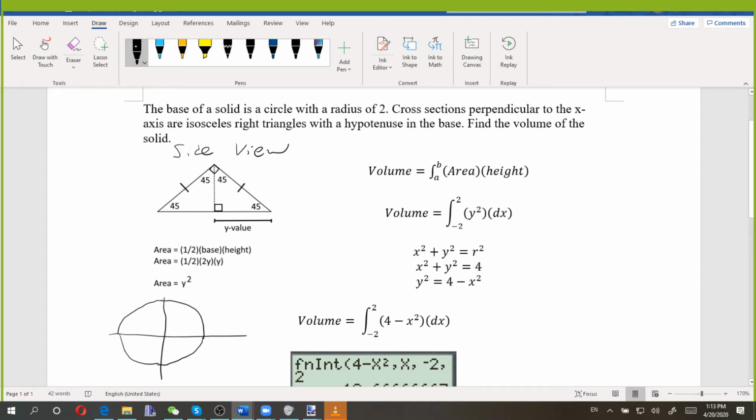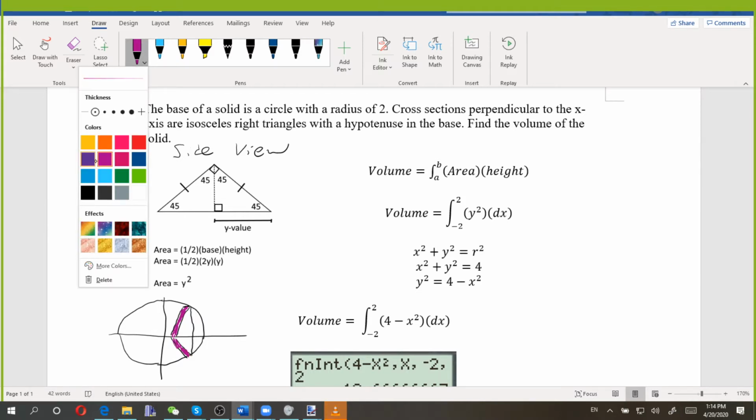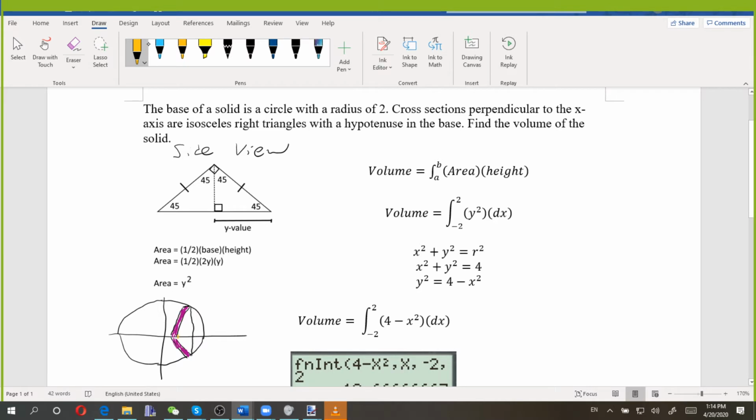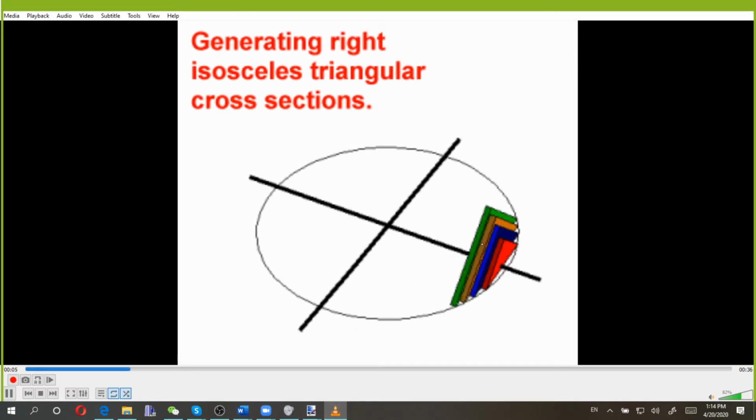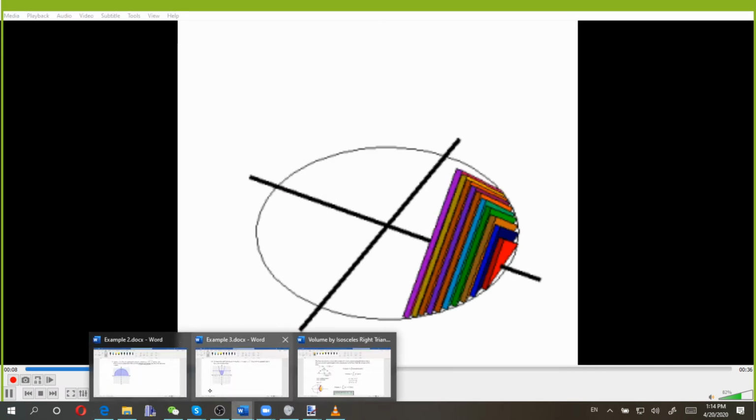And then popping out of the page are these isosceles right triangles, like this. Which are paper thin. They've got this infinitely small depth to them. So it looks something like this. So this is, again, popping outside the page, just like we saw in our video here. We've got our circle with our radius of 2, and then popping outside the page are all of these isosceles right triangles we're stacking on top of each other.